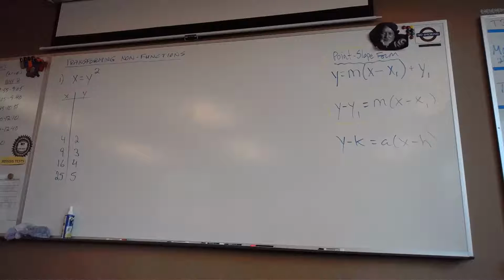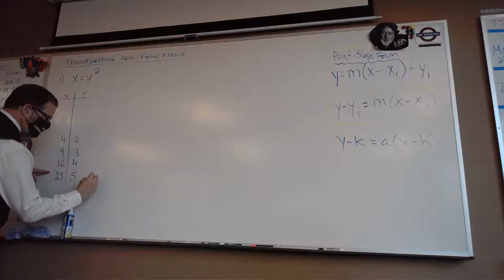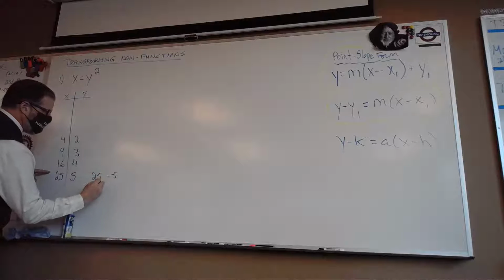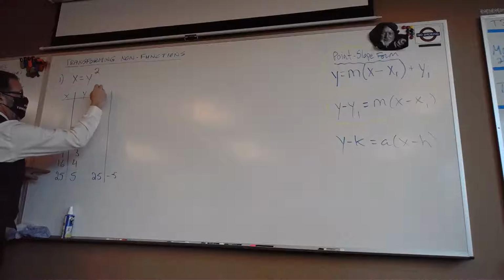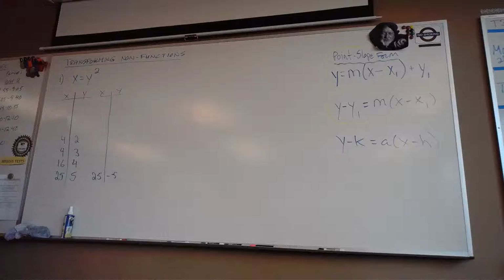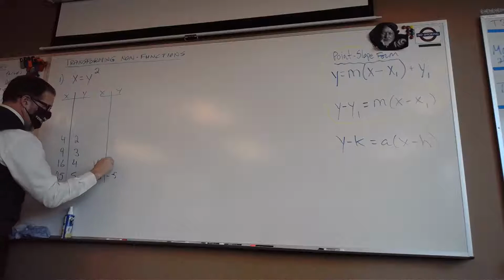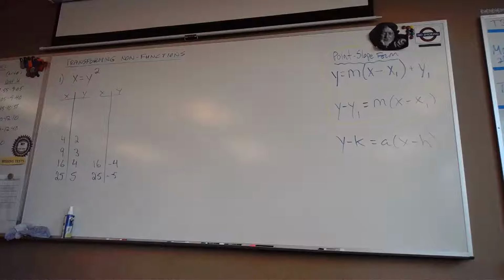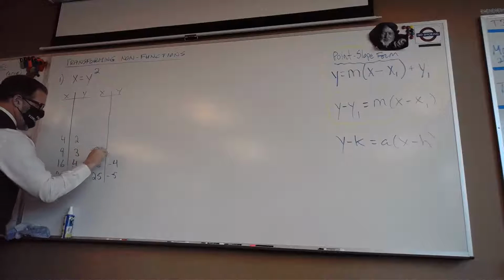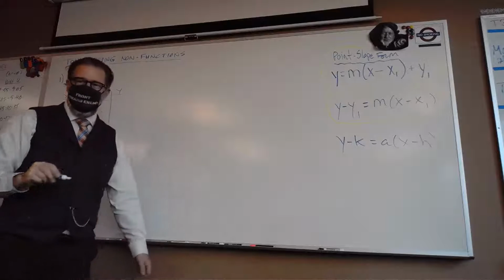Give me different ones. Don't go any bigger. What are we missing off of that? 25 is equal to negative 5 squared. Oh, 25 is equal to negative 5 squared. Darren? 16 is equal to negative 4 squared. Roberto? 9 is equal to negative 3 squared. Oscar?